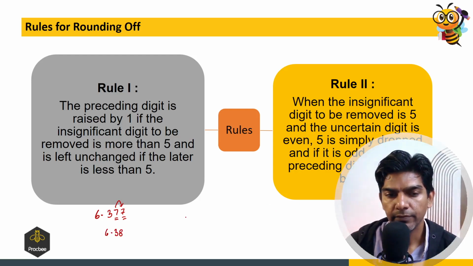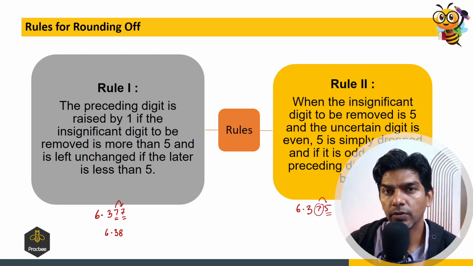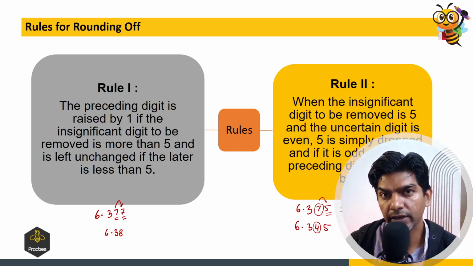What happens if we have a 5 instead of 7? Suppose we have 6.375. Now in this case, the third decimal place is 5. Now you have to look at the second decimal place. If this is an odd number, you have to increase the odd number by 1. So this will become 6.38. But suppose it is 6.345. Now here we have an even number. If you want to round this up to 2 decimal places, you have to retain the even number.